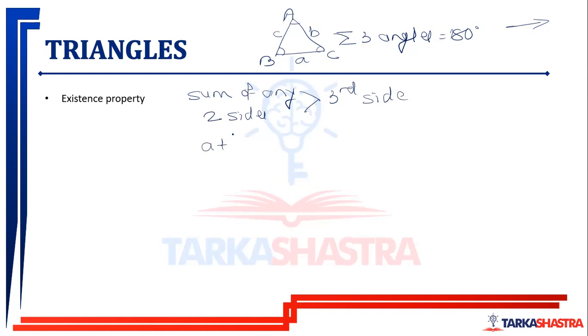जैसे a plus b must be greater than c, b plus c must be greater than a, or a plus c must be greater than b for any triangle to exist. For any triangle to exist, correct? Otherwise it won't be a triangle if the sum of any two sides of a triangle is equal to or less than the third side, correct? आप इसको draw करके देखो practically.